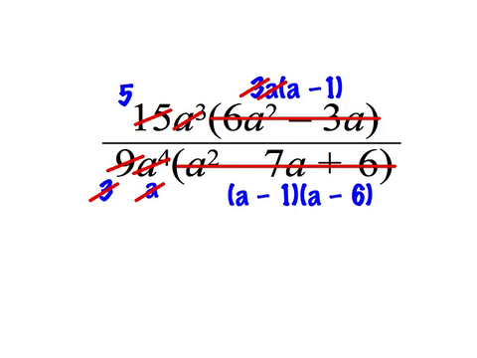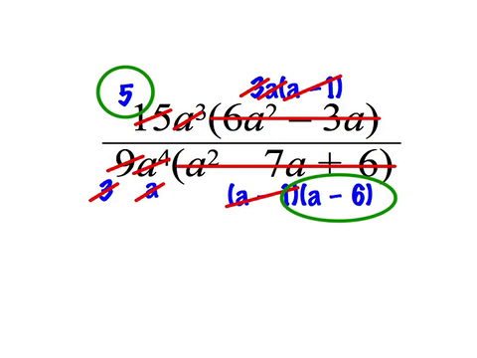And then they each have a common binomial factor of a take away 1. Now we have to carefully look and see what's left. In the numerator, just a 5. And in the denominator, just an a minus 6.